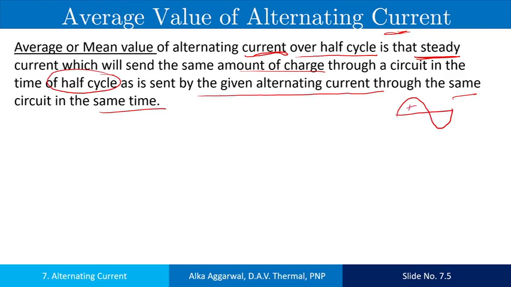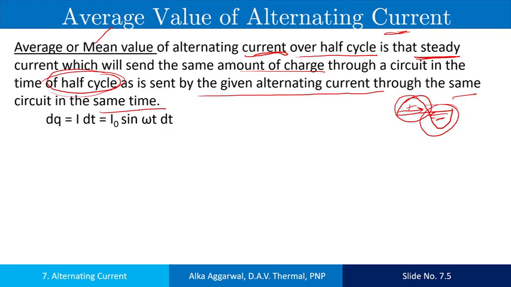For the positive half, the charge is flowing in this direction. For the negative half, it is flowing in the opposite direction. So the net amount of the charge is 0. So whenever we are talking about the mean value, we always talk of the half cycle. Okay, now let us look at the derivation.